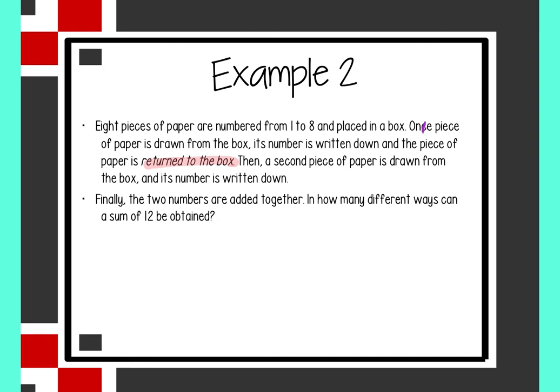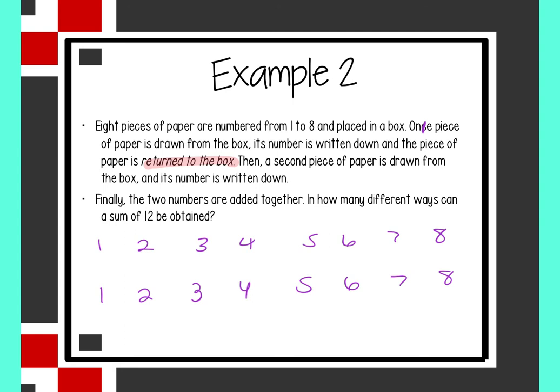So the first number is going to get picked from 1, 2, 3, 4, 5, 6, 7, 8. And then whatever you pull that first time is going to get put back in the box. So the next time it's going to be pulled from 1, 2, 3, 4, 5, 6, 7, 8.